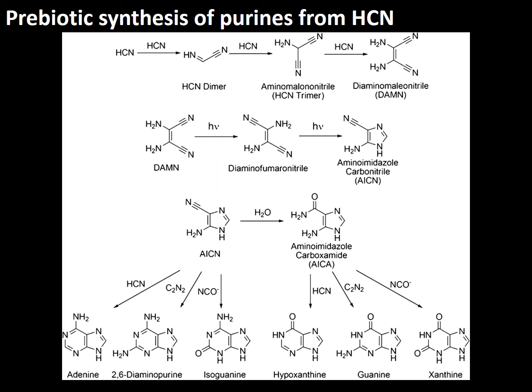They then found that DAMN could be converted by ultraviolet light into its trans isomer, diaminofumaronitrile, which could further be converted by ultraviolet light to an imidazole compound, which could serve as the precursor, when reacted with very small molecules, to a whole suite of purine isomers. So this is interesting because now we're connecting concentrated aqueous phase hydrogen cyanide chemistry with photochemistry. And that's starting to say that this kind of chemistry might only be operative in photic environments.